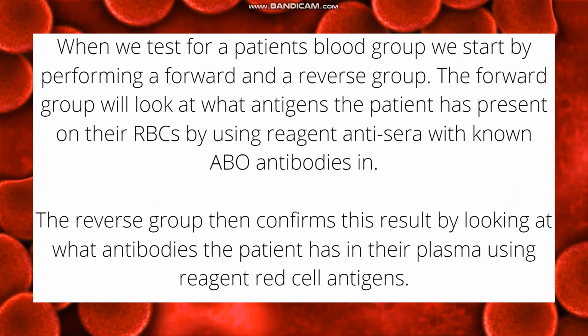So when we're saying that the forward group is looking at the antigens that the patient has, we're looking at the red blood cells, whereas with the antisera, we're basically using a reagent plasma with known antibodies in it. The reverse group is then used to confirm that this is an accurate result by looking at what antibodies the patient has in their plasma against known reagent red cells with known antigens on them.